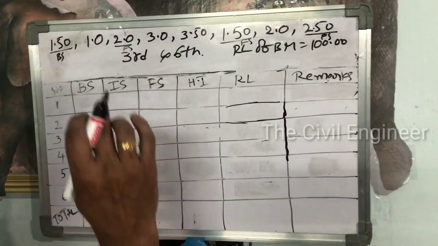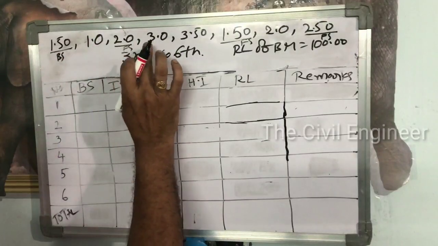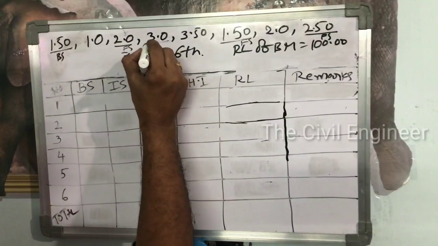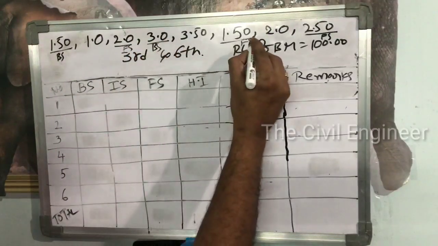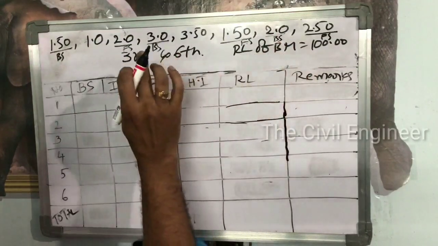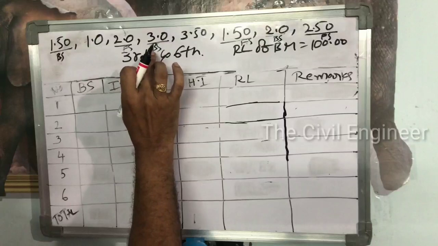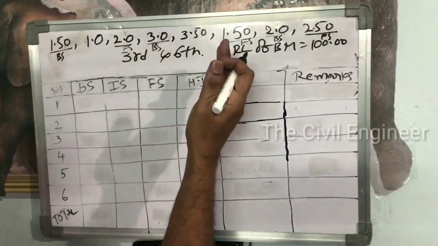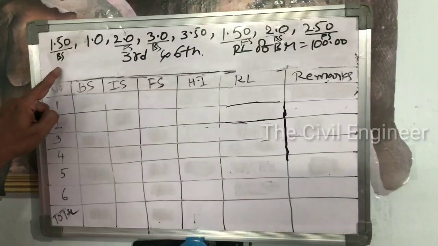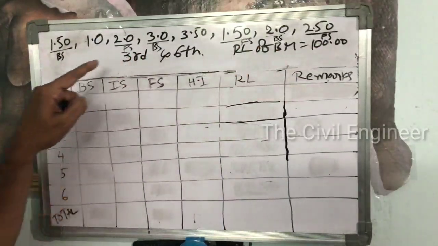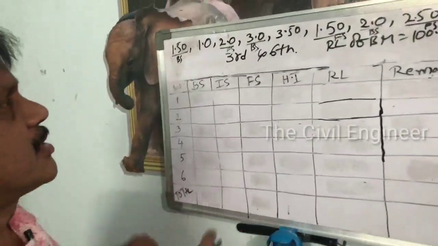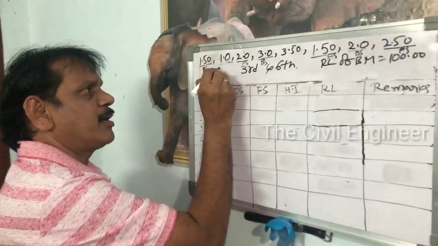The next step is, the staff reading which is taken immediately after the foresight is treated as a back side. Here this is foresight, so this is a back side. So the third step is the staff readings which were taken immediately after the foresight are treated as back sides. Now all back sides and foresights were recorded. The remaining sides other than back sides and foresights are treated as intermediate sides.